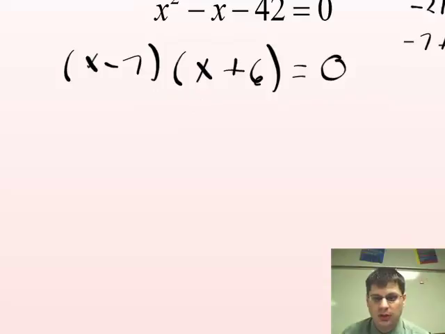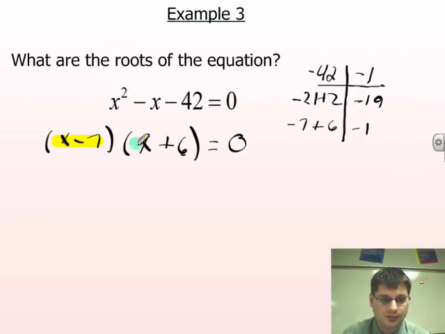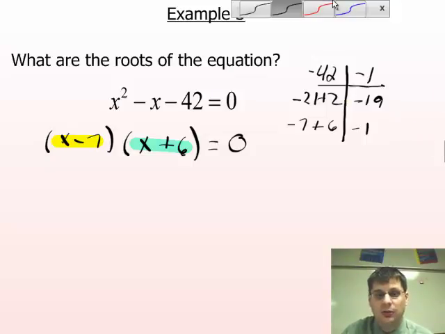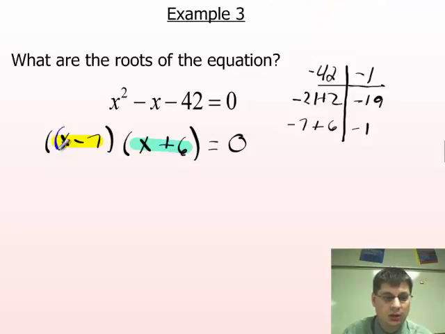It means when we multiply this first binomial with this second binomial, it equals 0, which means that somehow one of these two has to work out to be 0, because 0 times whatever number is going to be 0. So either the first one or the second one could be 0. So we have to figure out, for what value of x could make this equal to 0, and what value of x could make this equal 0.